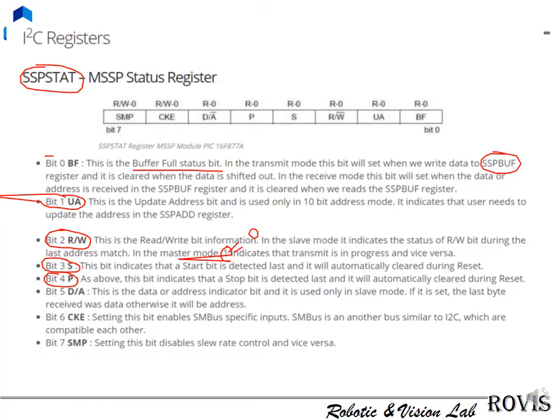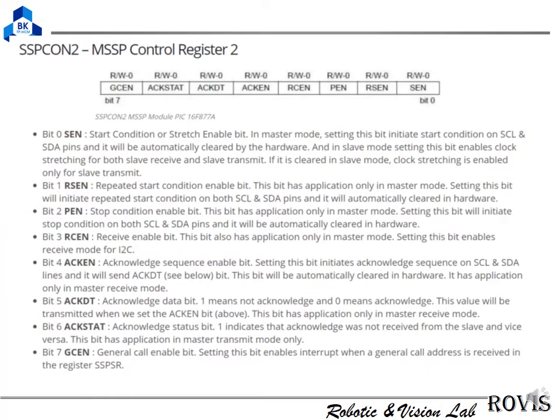And another is bit number 5, to indicate whether the data we receive is an address or data. Okay, address or data. And another 2 bits, bit number 6 and bit number 7, in the I2C mode we don't care about these. Okay, and another register controls the transmission of the I2C mode.